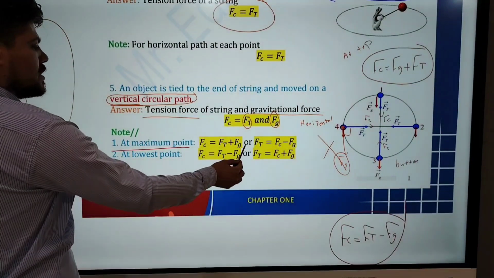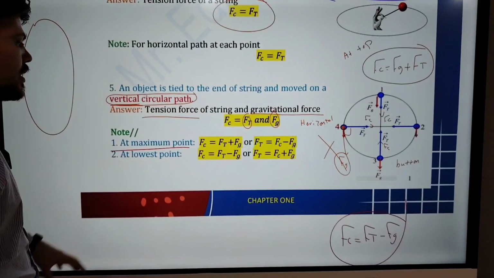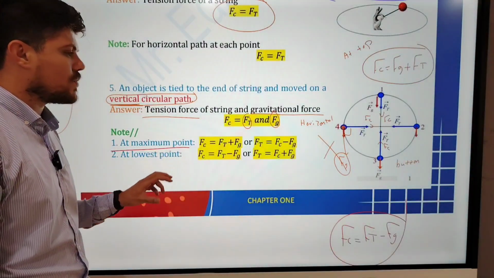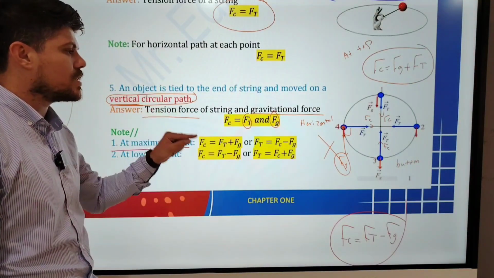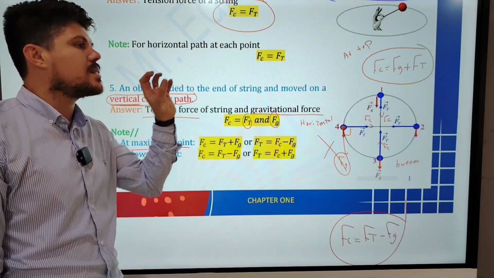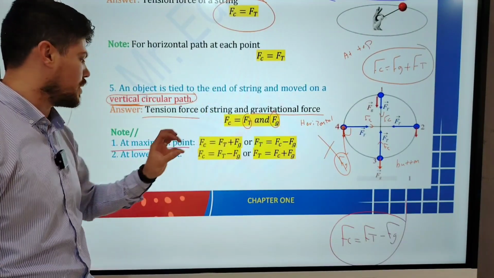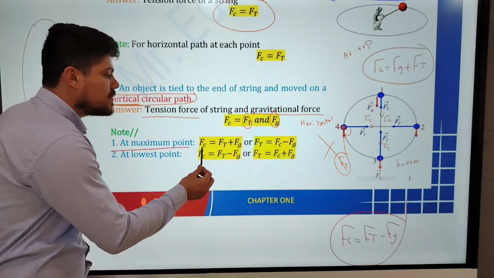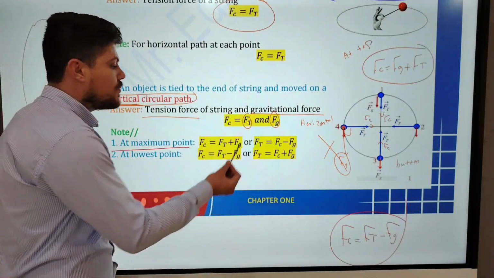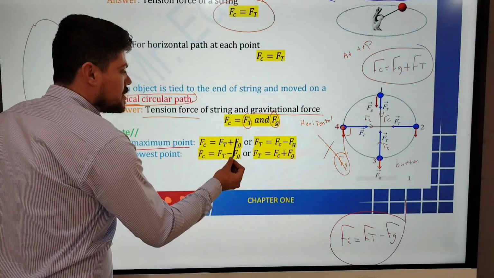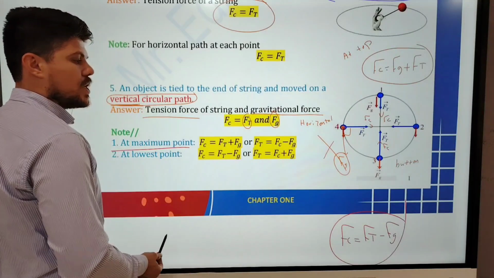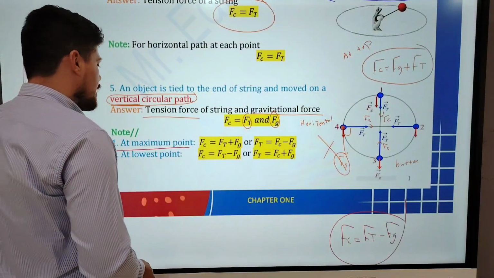At the maximum point, Fc is equal to what? Ft plus Fg. If they bring it in the Wizari exam, which of the following is correct for the centripetal force when the object is moving in a vertical path and the ball reaches the maximum point? At the maximum point, Fc is equal to Ft plus Fg. If you rearrange the equation, take Fg to the other side, Ft is equal to what? Fc minus Fg, according to basic math.